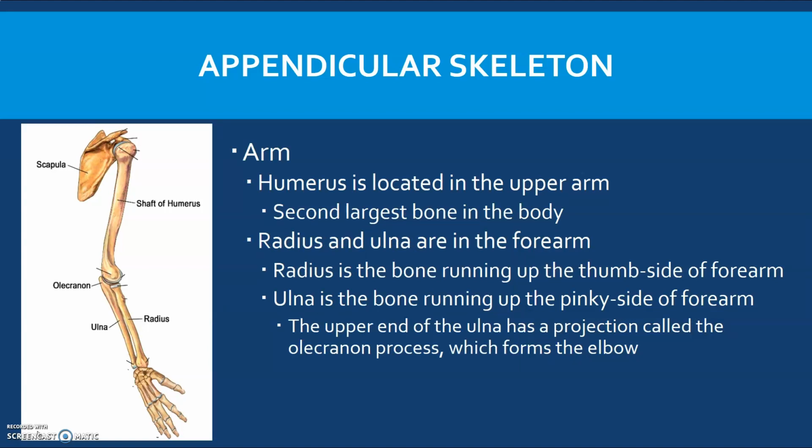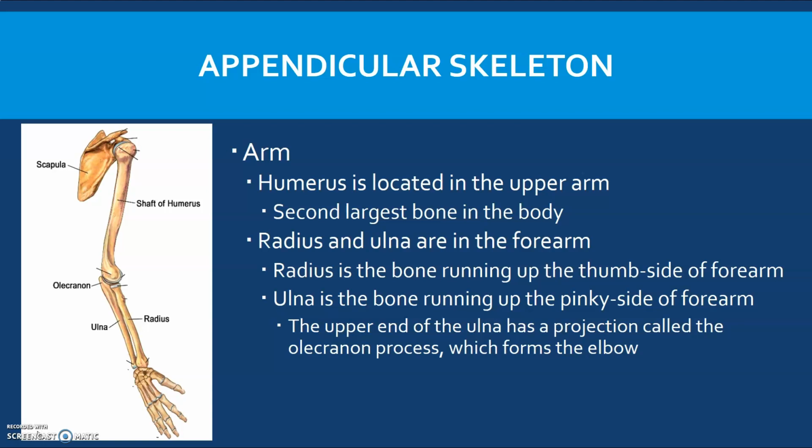The upper limb is divided into 3 regions: the arm, which is located between the shoulder and elbow joints, the forearm, which is between the elbow and the wrist joints, and the hand, which is distal to the wrist. The humerus is located in the upper arm, and this is a type of long bone, and it's the second largest bone in the body.